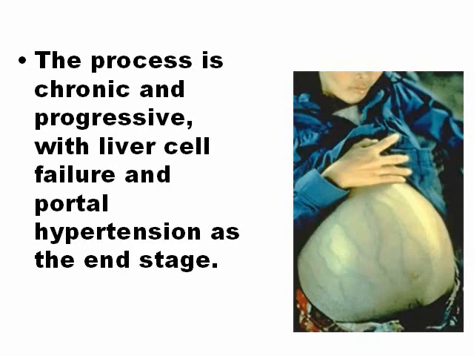Cirrhosis is a chronic process with liver cell failure and portal hypertension. Portal hypertension produces an increase of the pressure in the portal vein, and the increase of the pressure in the portal vein produces ascites, that is the same as free fluid in the peritoneal cavity.